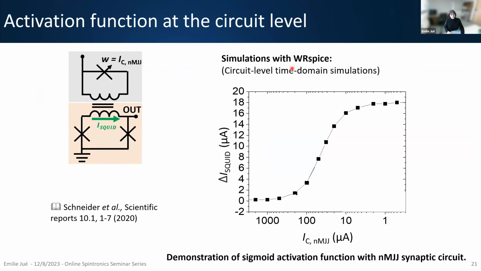So we perform simulation with WR-SPICE, which give us circuit-level time domain simulations. And here we calculate the variation of the current flowing through the squid as a function of the value of the critical current of the nanoclustered magnetic Josephson junction. So with this calculation, we actually observe a curve that has a sigmoid shape. So it shows that this neuromorphic cell with the nanoclustered magnetic Josephson junction can give rise to a sigmoid activation function, which is a very typical shape of activation function that is used in neuromorphic algorithms.